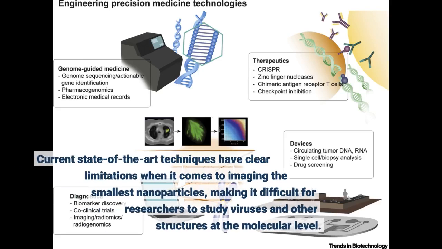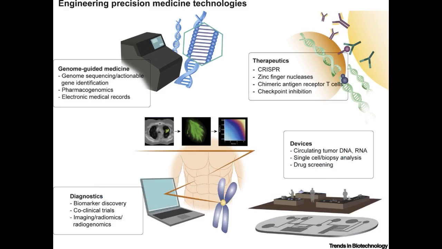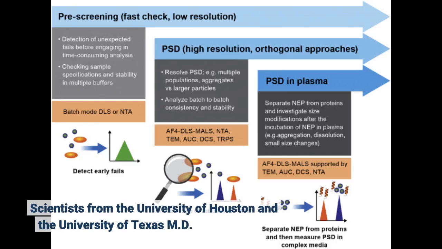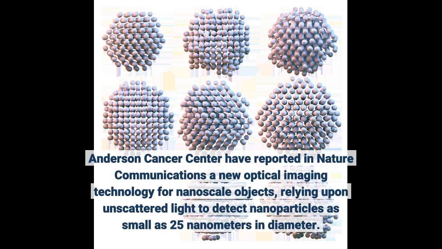Current state-of-the-art techniques have clear limitations when it comes to imaging the smallest nanoparticles, making it difficult for researchers to study viruses and other structures at the molecular level. Scientists from the University of Houston and the University of Texas M.D. Anderson Cancer Center have reported in Nature Communications a new optical imaging technology for nanoscale objects, relying upon unscattered light to detect nanoparticles as small as 25 nanometers in diameter.